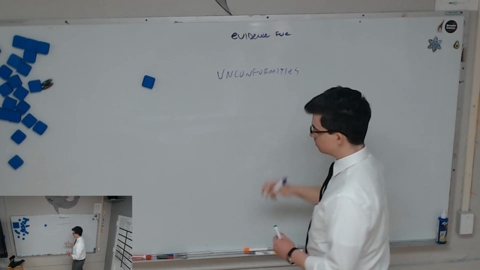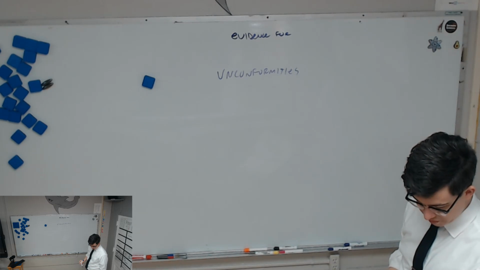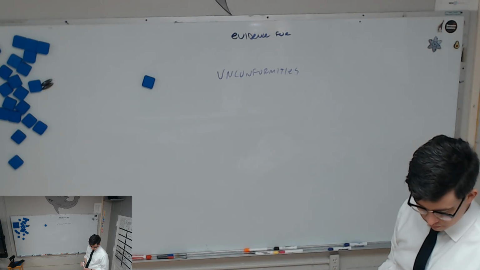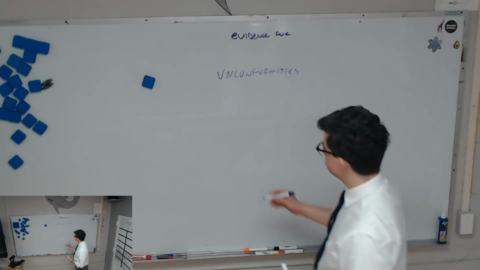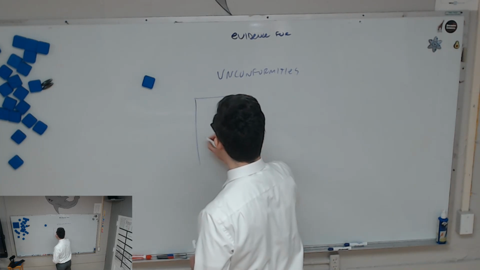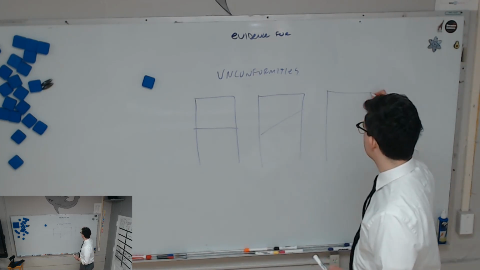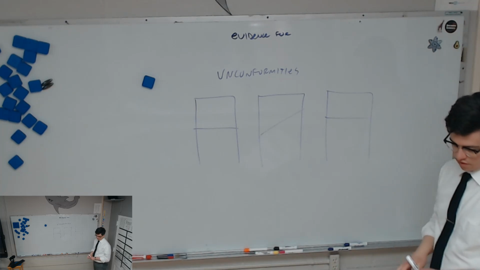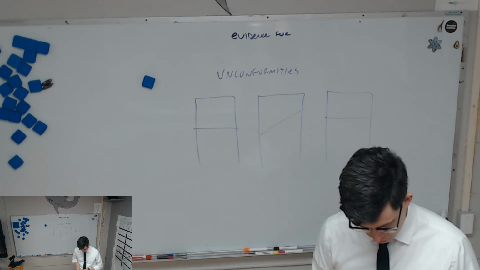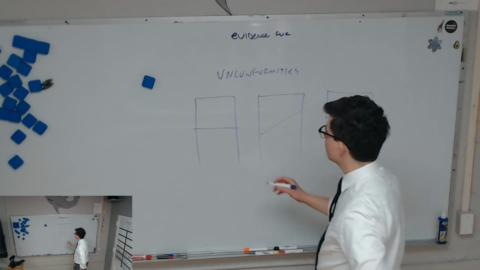Unconformities. There are three kinds of unconformity. These are the three kinds of unconformity. These are going to be drawings.